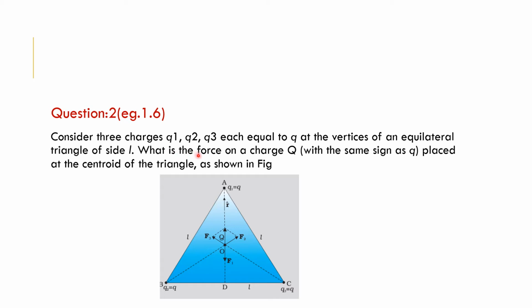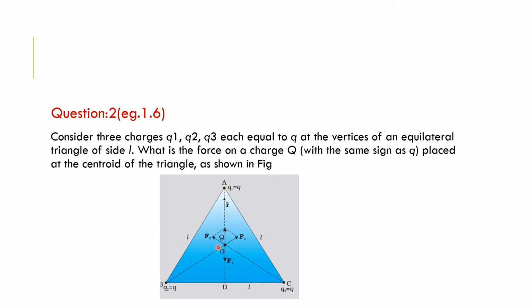So let us understand it properly. Three charges q1, q2 and q3. So q1 is kept here at A, q2 at B, q3 at C. Each charge has a value of small q. So q1 is q, q2 is also q and q3 is also q. That is the three charges on the vertices of an equilateral triangle. What is an equilateral triangle? Each angle is 60, 60, 60. And you are asked to find the force on charge Q, which is kept at the centroid. This is the centroid of the equilateral triangle. A charge Q is kept here.